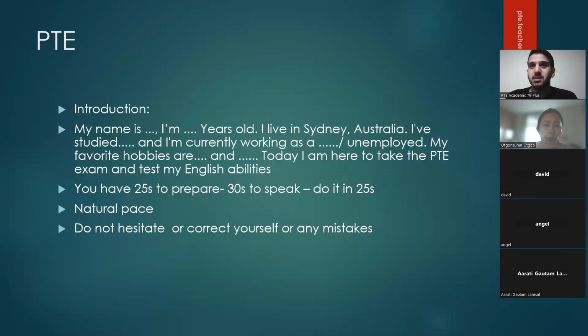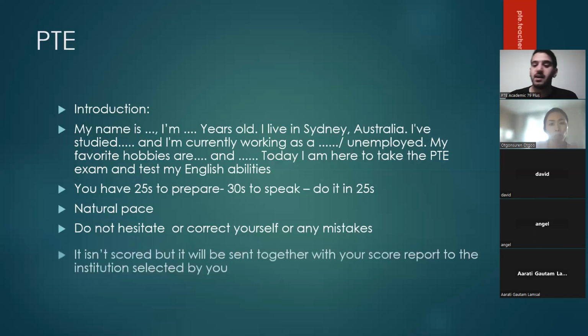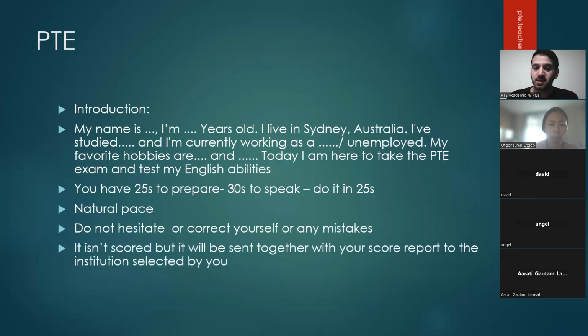So hesitation means pausing where you should not pause. For example, if I say "my name is... Sina," it's like I forgot my name. So no hesitations. Do not correct your mistakes. I'll tell you in detail why these are important later on. Again, as I said, this is not scored. It'll be sent together with your score report to the institution you've selected, and you won't be able to re-record it. You just get one chance to record this part.